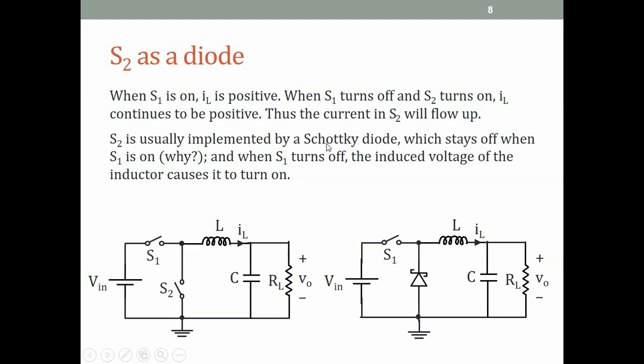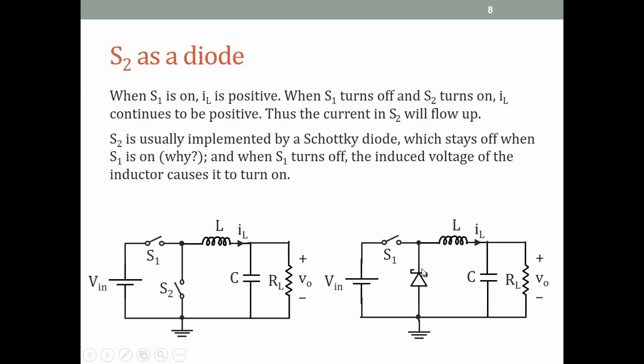Not sure if you studied the Schottky diode in the first half of the semester. A Schottky diode is a diode whose forward voltage when it is on is very small. It is of the order of 0.1 or 0.2 volts, as opposed to a silicon PN junction diode which has a voltage of about 0.6 to 0.7 volts. And you want this switch to be as ideal as possible, so we don't want any voltage across it when it is closed. So a Schottky diode works better than a regular PN junction diode.